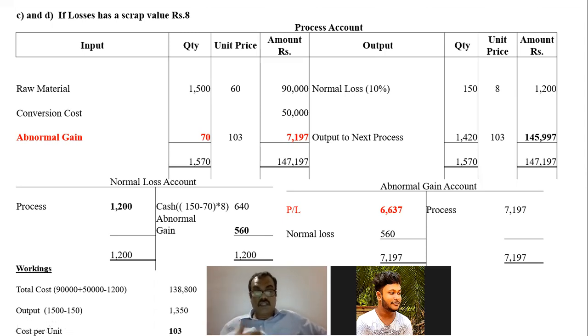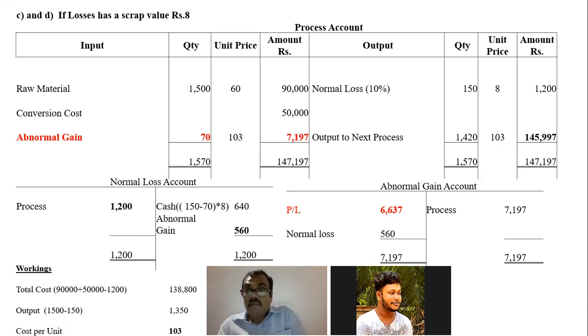We need to decide what is the expected number. The expected number of production is 1,350. So therefore, unit cost goes down to somewhere maybe 103 something. That new value should be taken to split the total cost between abnormal gain and actual output. So the 103 has been arrived at by taking a denominator of 1,350.